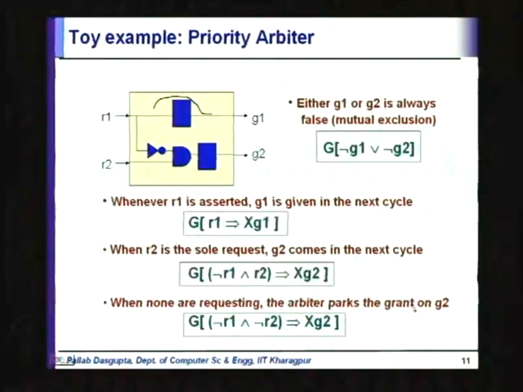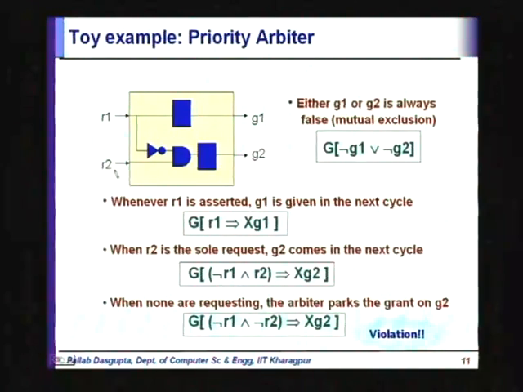When none of them are requesting, the arbiter parks the grant on G2. So, if both of them are low, then what is going to happen? Both G1 and G2 will be low. So, that is a violation. So, we deduce that out of these 4 properties, the 4th one is not satisfied.